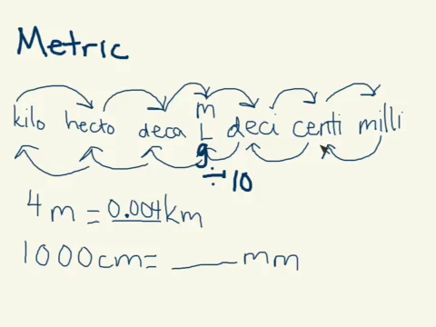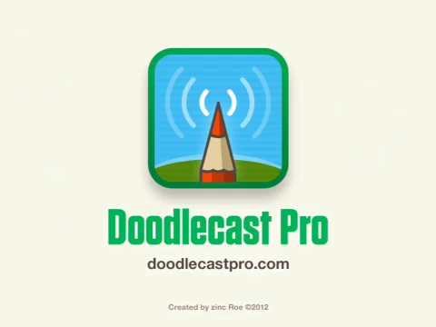Last but not least, if you're trying to turn 1,000 centimeters into millimeters, we'll again need to take a look at this chart. Each time I move to the right on my chart up here, I'm actually multiplying by a power of 10. So for every arrow we see, we'll need to multiply by 10. Since I'm only going from centimeters to millimeters, I'll take 1,000 and multiply that by 10. That gives me 10,000 millimeters.